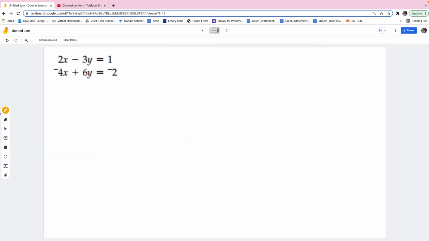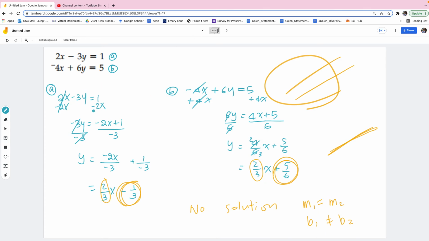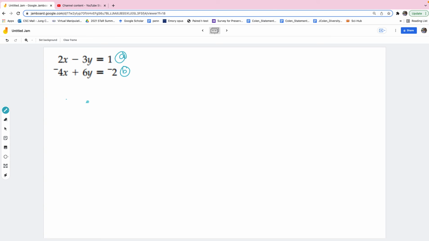Alright, next question. 2x minus 3y, let's suppose that is the first equation A and that's B. And let's do the same procedure. Solve for y, because we want slope-intercept form. So 2x minus 3y equals 1. I think it's still the same thing as this one. So we have y equals 2/3 x minus 1/3 for the first equation.